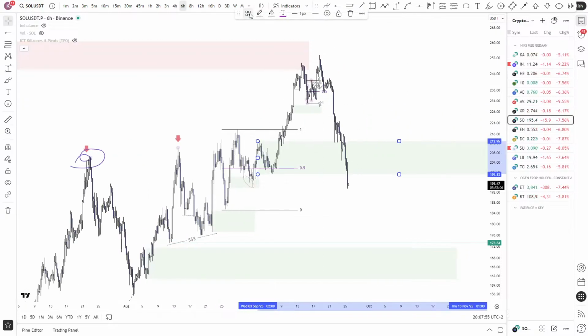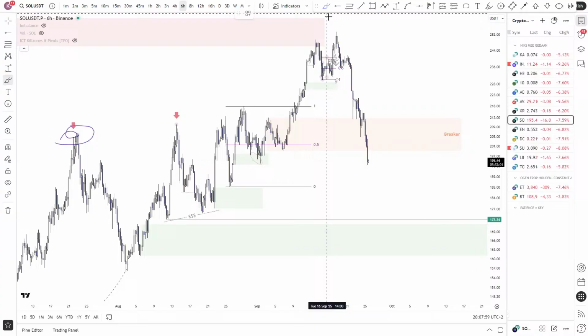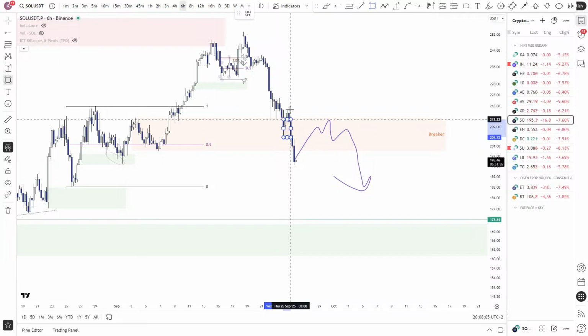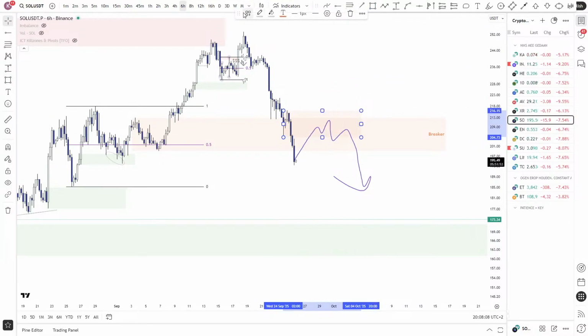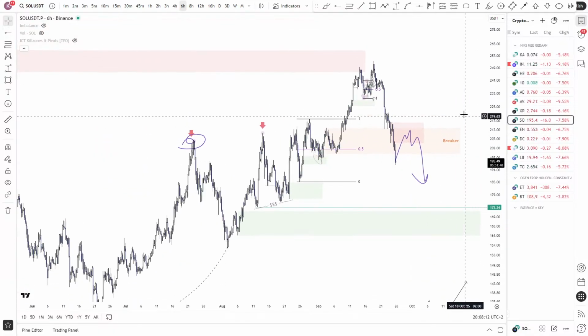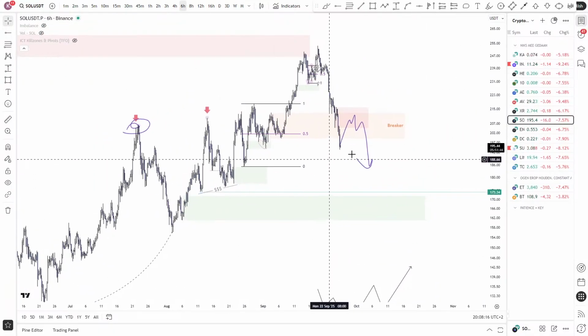We flip this demand zone, so it becomes a breaker. This is also where we want to look for shorts, in combination with our supply pool here. Yeah, I just trade towards this level, 100%.